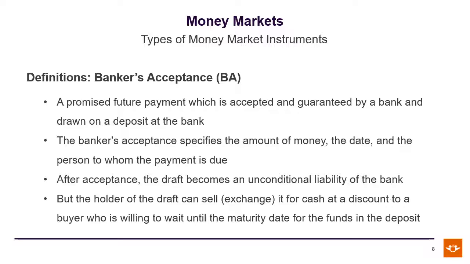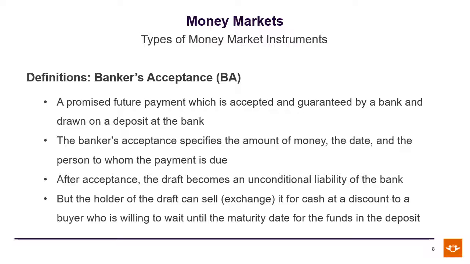The holder of the draft, on the other hand, essentially has a security which they can sell for cash. However, they don't sell it at its face value, they sell it at a discount to the buyer who is willing to wait until maturity for the funds in the deposit. So essentially, the return that is generated by the buyer of this asset is the difference between what they pay for it and what they receive when it matures.